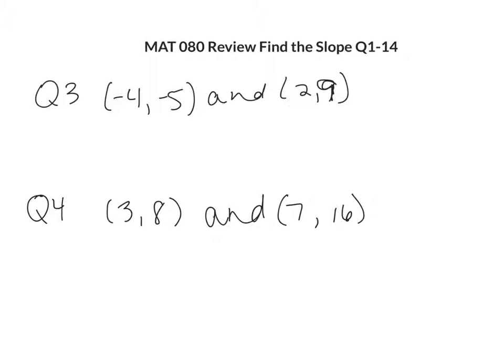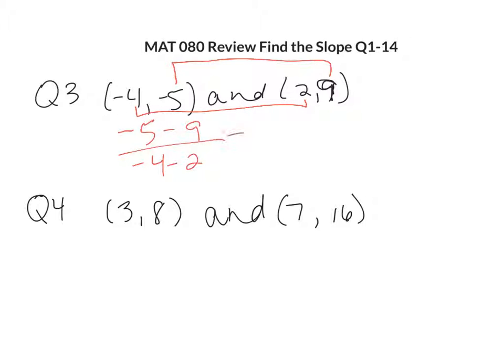I'm going to do the subtraction method this time. So we're going to subtract the y's, -5 minus 9 over subtracting the x's, -4 minus 2. -5 minus 9 is -14 over -6. The two negatives will cancel out. And then we could divide both of these by 2 in order to simplify. That would leave us with 7 over 3.